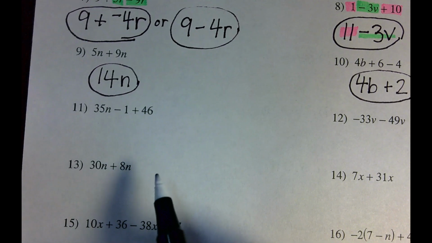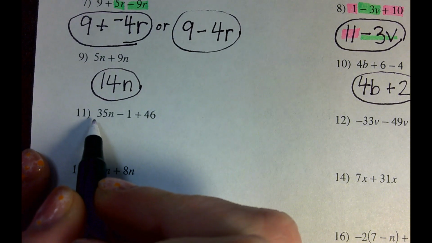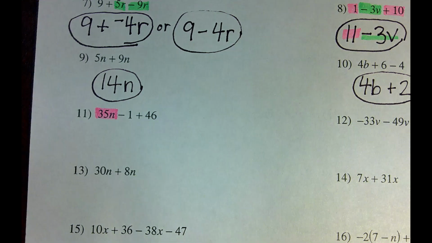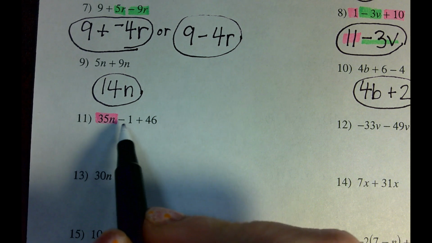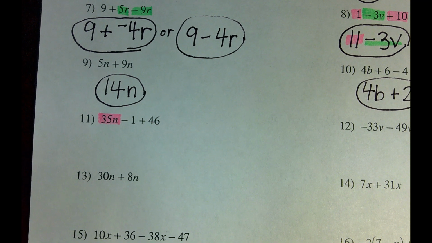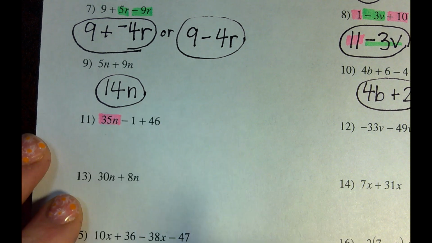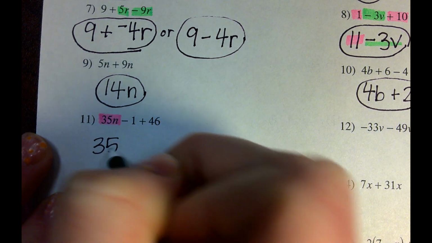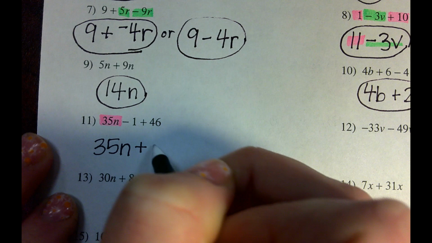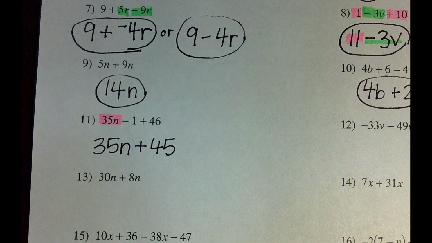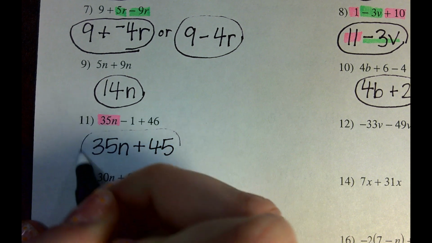35n. Let's see. So I have 35n. That's one term by itself. And then I have negative 1 plus 46 plus 45. Yes, it will be a positive 45. So 35n plus 45. Good. Okay, so we have to be careful.